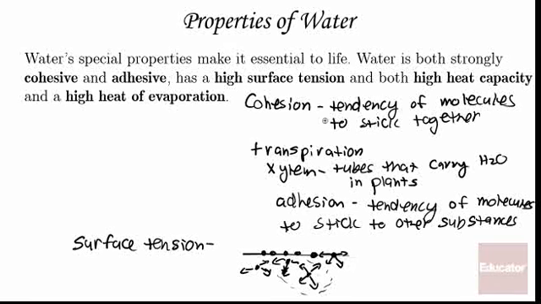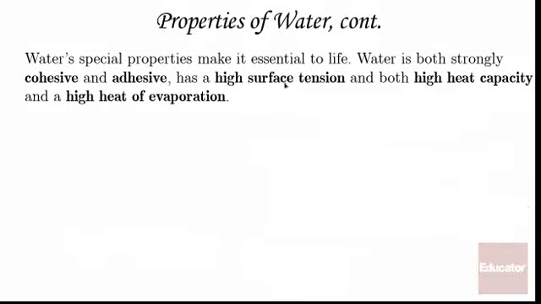All right, we covered cohesion, adhesion, and surface tension. Now we're going to talk about heat capacity and heat of evaporation. Water has both a high heat capacity and a high heat of evaporation. In order to understand heat capacity, we need to talk about the concept of specific heat. Water has a high specific heat, and that's what gives it its high heat capacity.